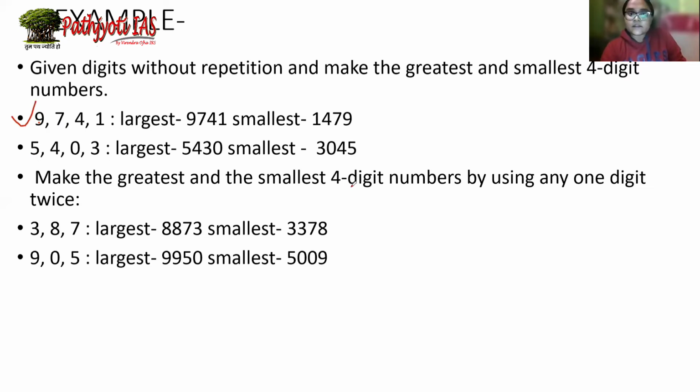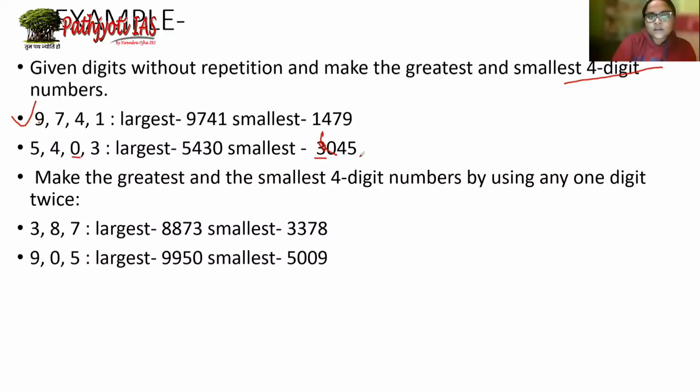Okay? And then again, if we have 5, 4, 0, 3, to make the greatest we'll place 5 first, then 4, then 3, then 0, similar to the first one. But for the smallest, 0 is basically the smallest among these four digits, but we cannot place 0 in the highest place value. If we place 0 there, the number will become 345, so technically it will become a 3-digit number and will not retain its 4-digit property. So we place the next smallest digit after 0, that is 3. We'll place 3 first, then 0, then 4, and then 5. So that's how it goes.